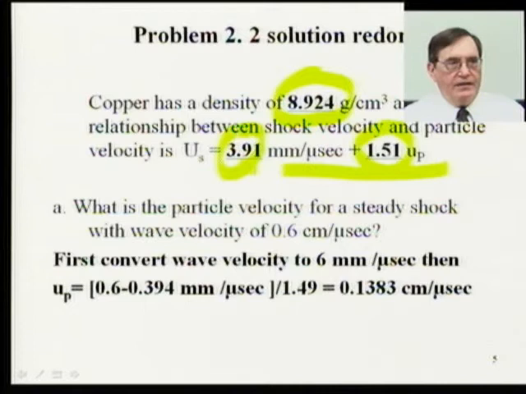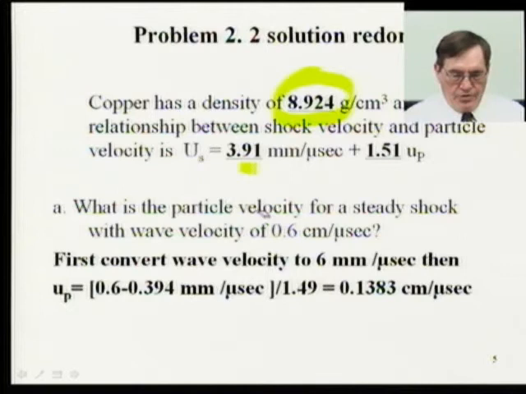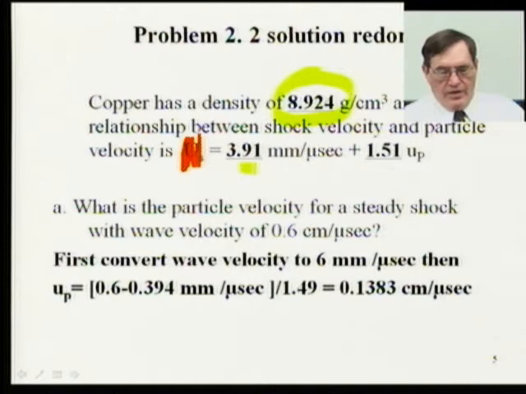Again, let's go through the solution. If you have a linear relationship between the shock velocity and the particle velocity, which is here, and I'm asking you, what is the particle velocity if I give you the steady shock wave velocity of 0.6 centimeter per microsecond? And when I don't say the coordinate system, you assume Eulerian or Lab, which are the same. So it's very simple. You just stick the 0.6 in the equation and solve it. Just simple algebra. Just wanted to make sure that you get used to some of the equations that we use often, actually.